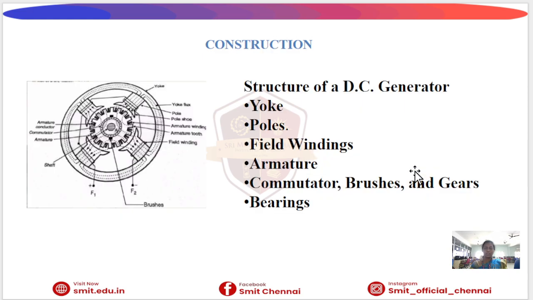Next is the construction of the DC generator. In the structure of the DC generator, we have the yoke, poles, field windings, armature winding, commutator, brushes, rotor, and bearings. These are the main parts. All these components work together to convert mechanical energy into electrical energy. We will study each part one by one.